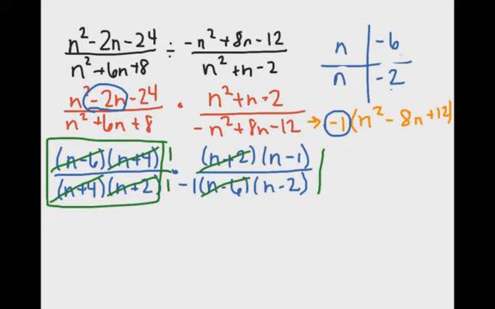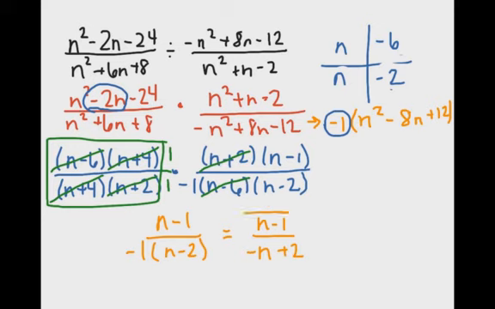And now we can cross multiply. So 1 times n minus 1 is just going to be n minus 1. And then 1 times negative 1 times n minus 2 is going to be the negative 1 times n minus 2. And that also equals n minus 1 over, if you wanted to distribute the negative 1, we'd have a negative n plus 2. Right? So there would be your answer.